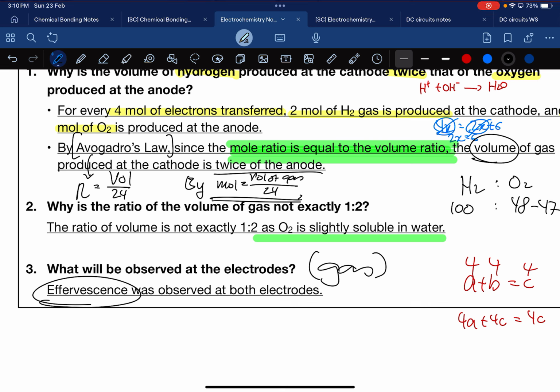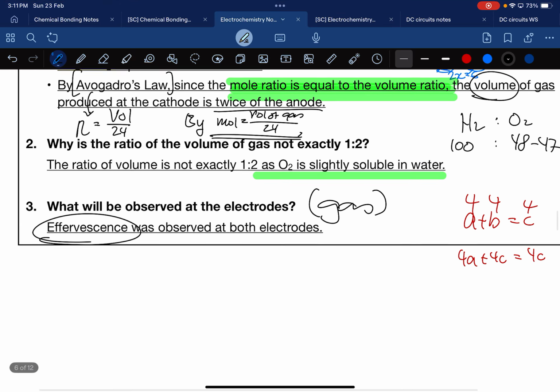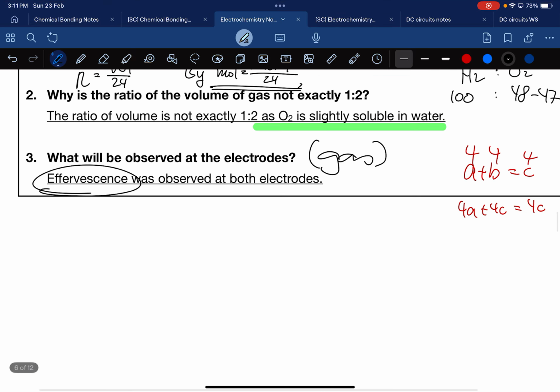No, you do not. If I ask what's observed, just say effervescence. How will you know what is produced? Colorless, odorless gas? How do you know it's hydrogen? You will say effervescence, but you cannot tell there's hydrogen. If they ask you what's observed, how can you see that bubble means hydrogen?